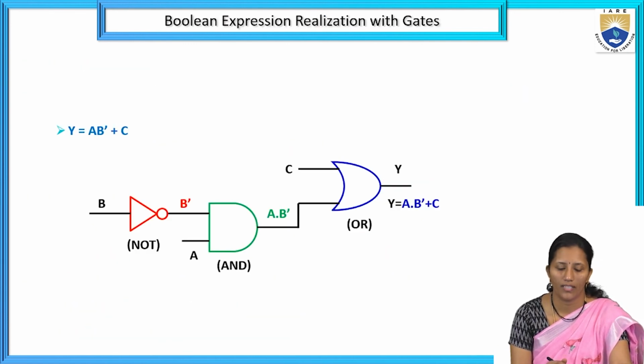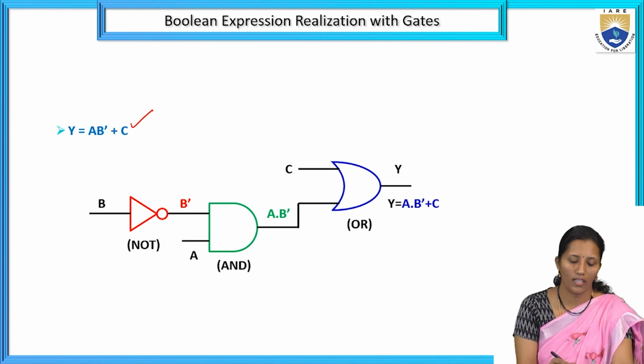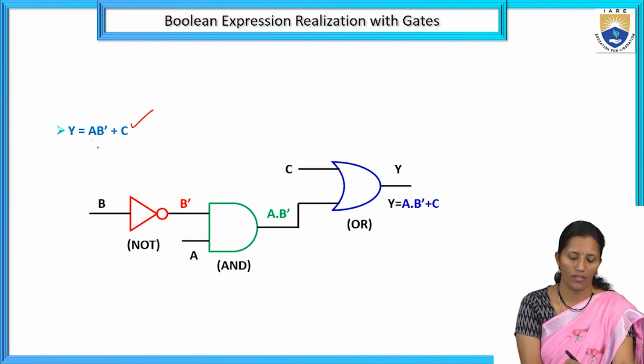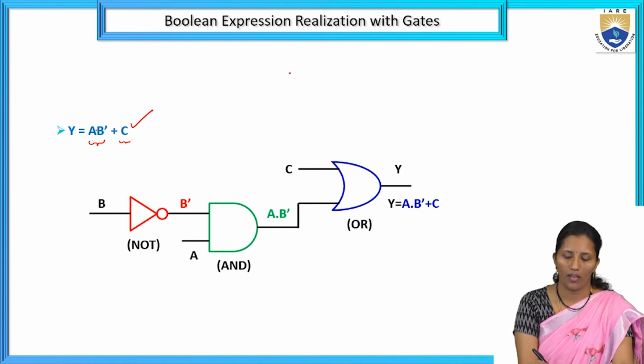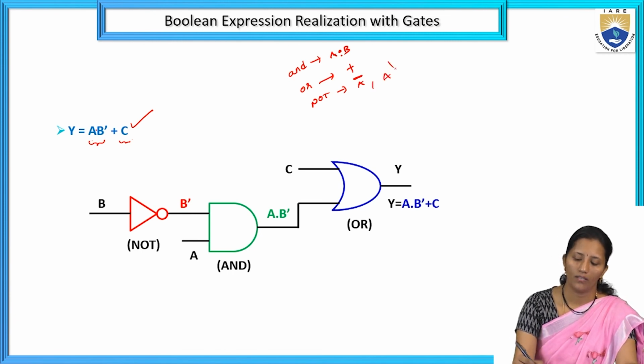Here we will see a simple Boolean expression and how to realize it using gates. See here, Y is equal to A B bar plus C bar. If any two literals are multiplied, represented by the dot symbol, we have to use an AND gate, A dot B. If it is an OR gate, we get the plus symbol. For a NOT gate, we get the complement. This we will also realize.